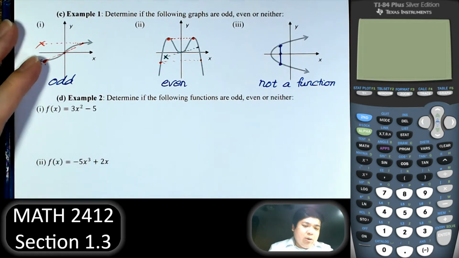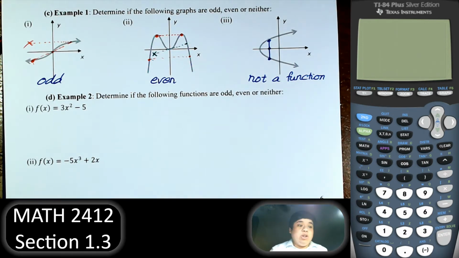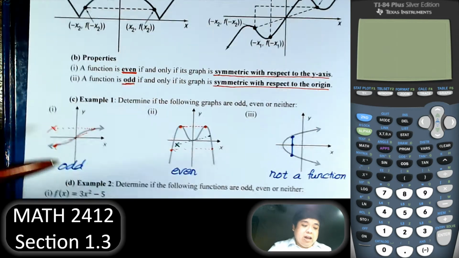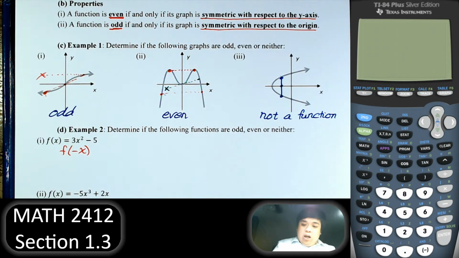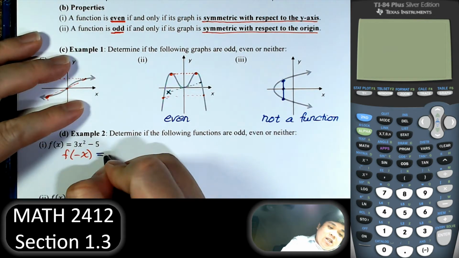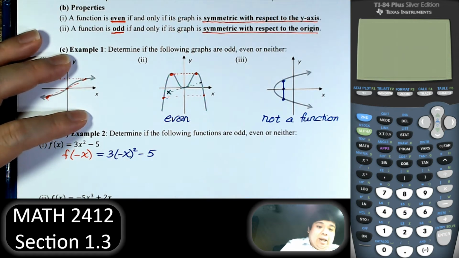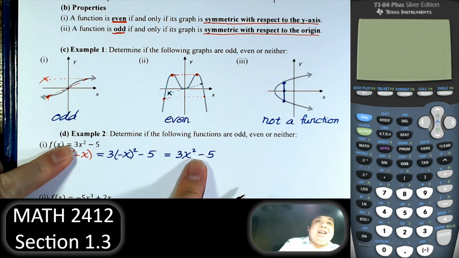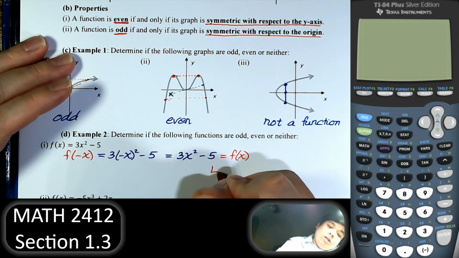Right. Now, determine if the following functions are odd, even, or neither. This one first, we're just going to use the definition. For the definitions of even function and odd function, both of them start from f of negative x. So to test if they are odd or even, the first thing we do is find f of negative x. We put negative x in for x. Negative x squared is going to be positive, so we have 3x squared minus 5. Now this is exactly the original function. So in that case, it is the same as the original function. Therefore, this one is even.